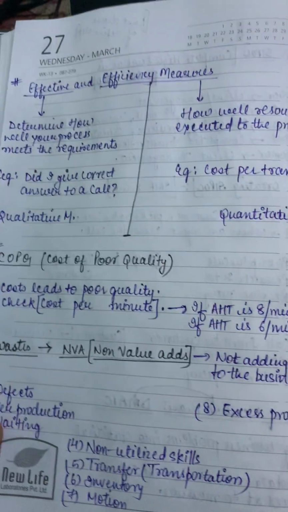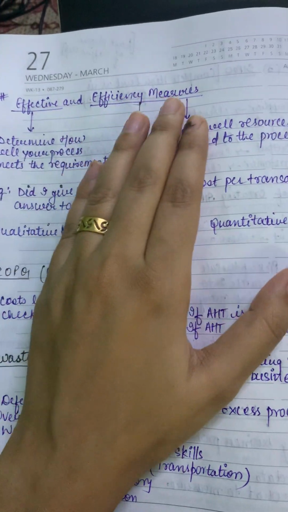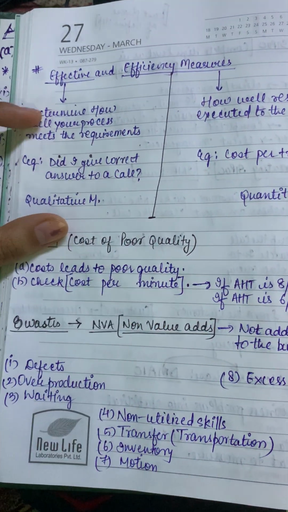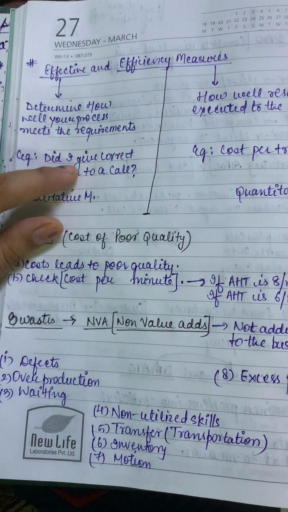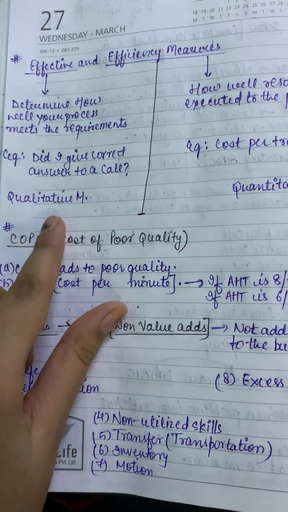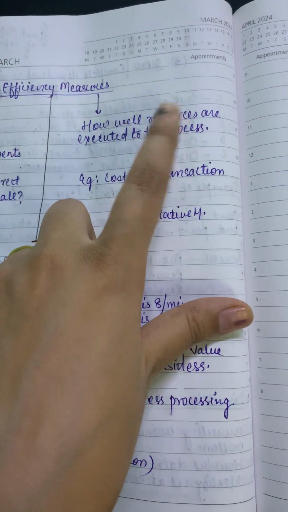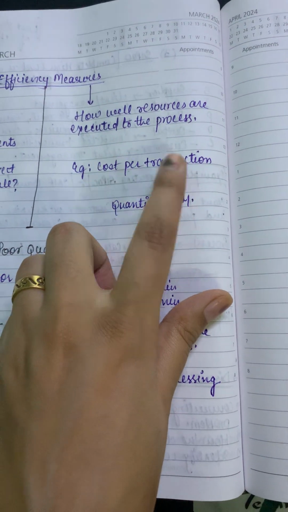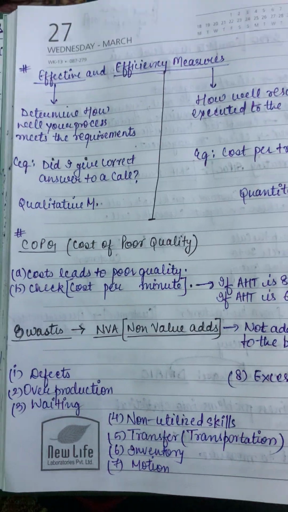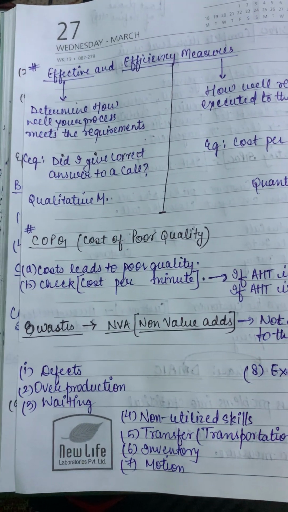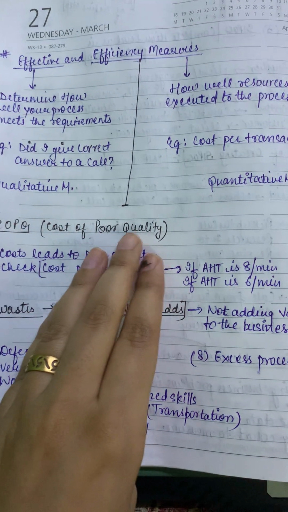I'm talking about your effectiveness and efficiency measure. This is nothing but determining how well your process meets the requirements. Example, did I give the correct answer to the call? This is a qualitative measure. How well resources are executed in the process? Cost per transaction. This would be a quantitative measure, right? So this is something which it includes. Another point is cost of poor quality.